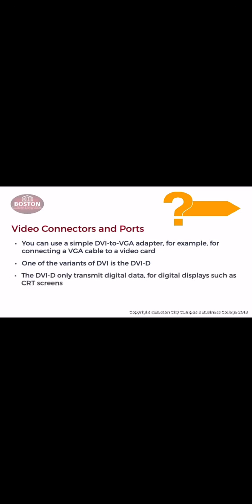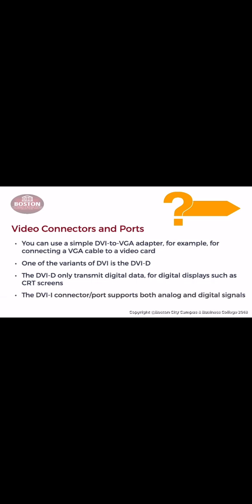New LCDs and video cards sport fully digital connections, the most common of which is the Digital Visual Interface standard. Most DVI connections on video cards these days natively support analog signals. You can use a simple DVI to VGA adapter, for example, for connecting a VGA cable to a video card. One of the variants of DVI is the DVI-D. The DVI-D only transmits digital data for digital displays such as CRT screens.